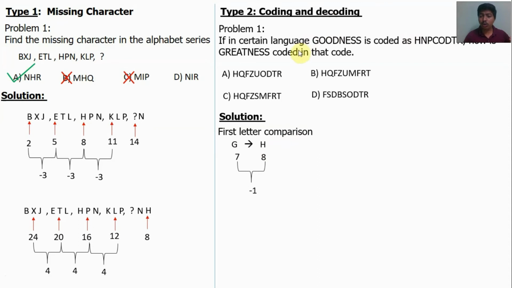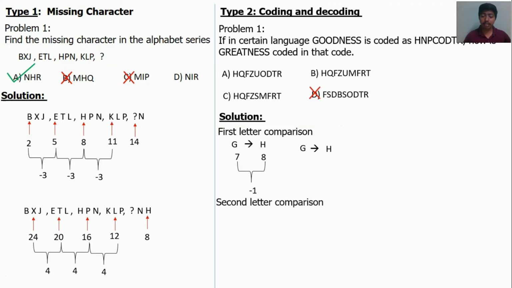If G is coded by H, then G will be coded as H. In option A, the first letter is H. In option B, the first letter is H. In option C also the first letter is H. But in option D, the first letter is F. So option D is wrong.